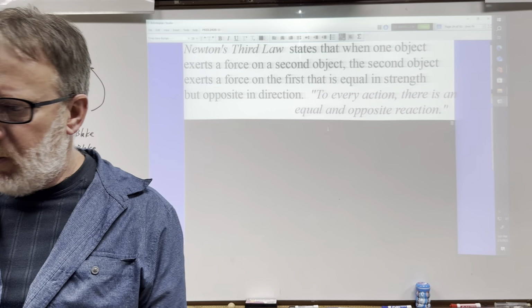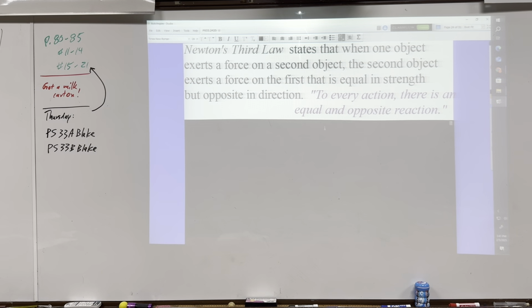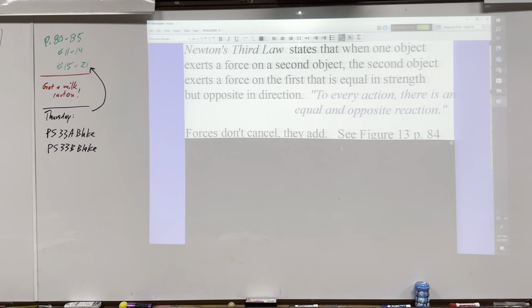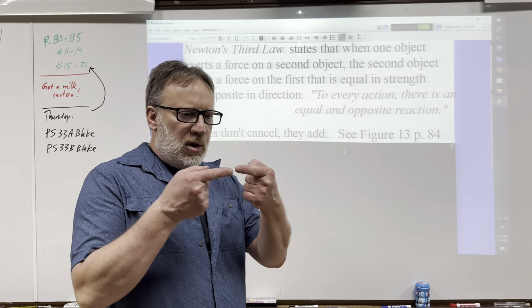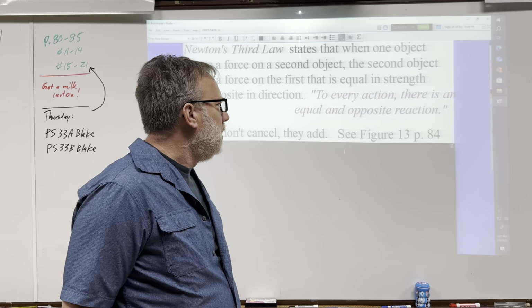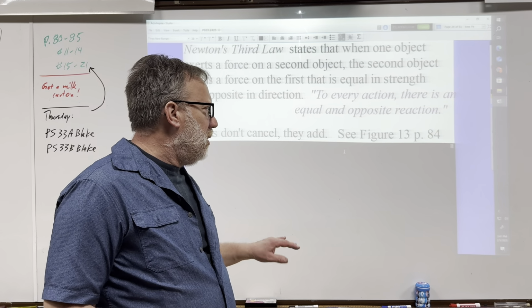You may have heard the expression, for every action, there is an equal and opposite reaction. This isn't the first time you've heard this in school. You've studied Newton's laws before, probably. So forces don't cancel, really, they add. Now, opposite forces may add to zero, but they don't really cancel as much as they add.